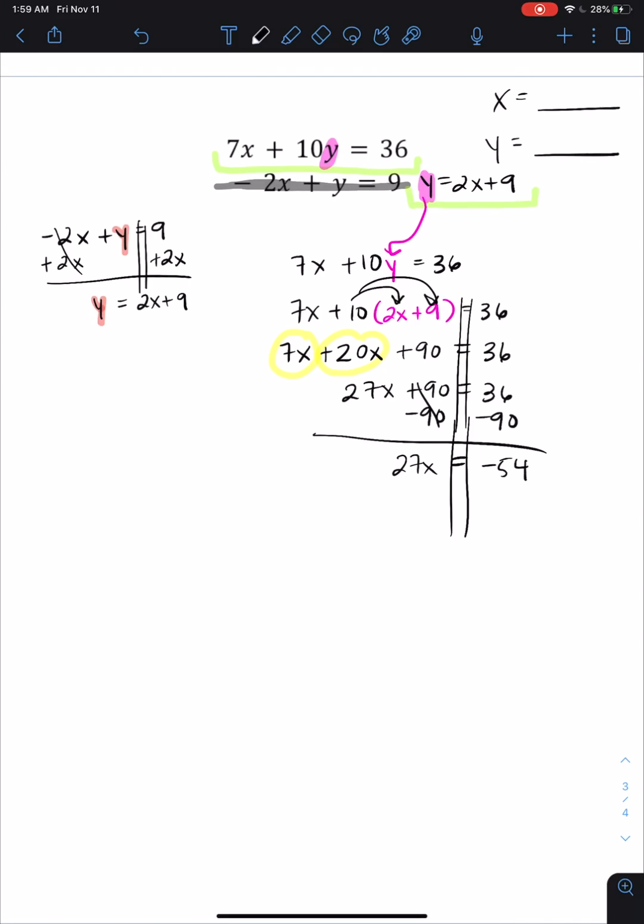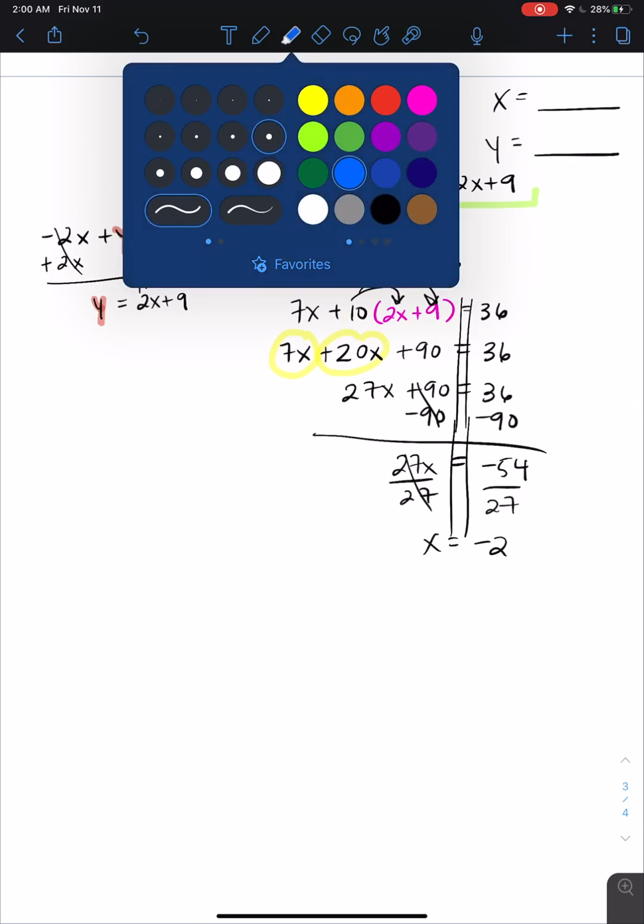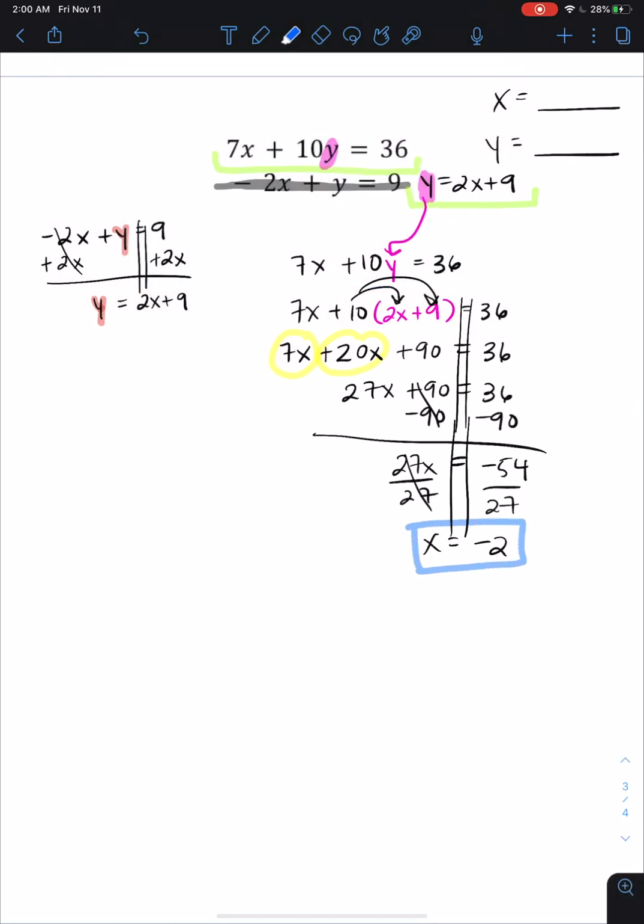Now I'm going to use inverse operations as my final step. The inverse of multiplication, 27 times x, is division. The 27s cancel out, and we're left with x is equal to negative 2. Now we have one variable, x is equal to negative 2, and we're going to use this to solve for y.